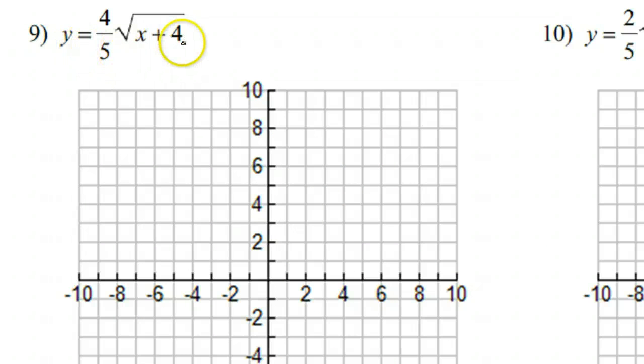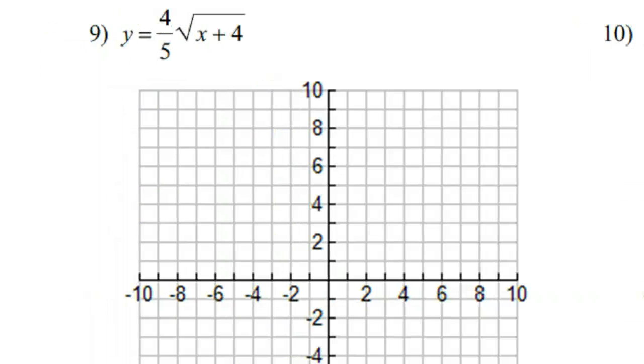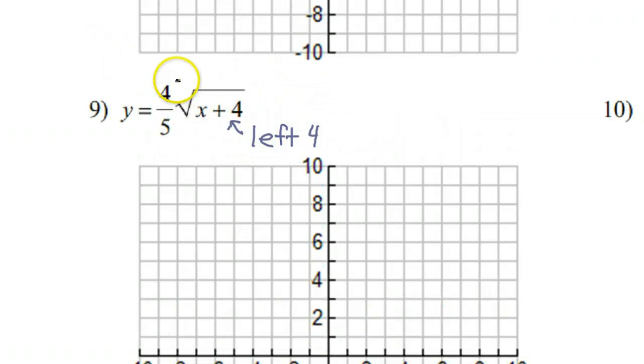Okay, number 9. This has an a value, so just like we did on the previous problem, I'm going to make a new chart for this one. But this also has +4 on the inside. That's going to be a translation left 4. But this will be a vertical compression by a factor of 4/5. This is less than 1, so it should be a compression.